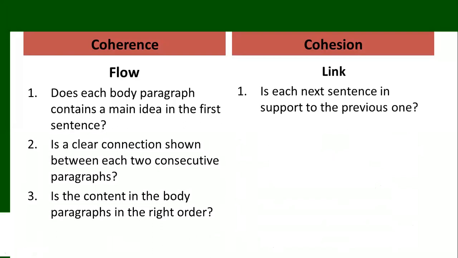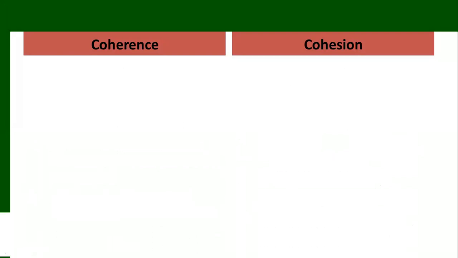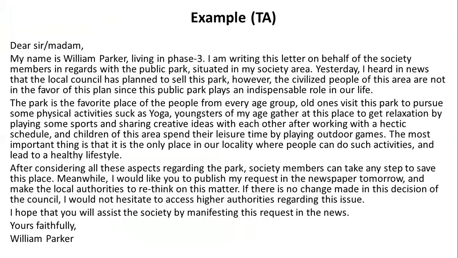What does this mean? If I just go to the question answer first, just look at the second body paragraph. I said the park is the favorite place of people from every age group. This is the first sentence. And the next sentence must be in support of the previous one. So if I just wrote here that the park is the favorite place of people from every age group.